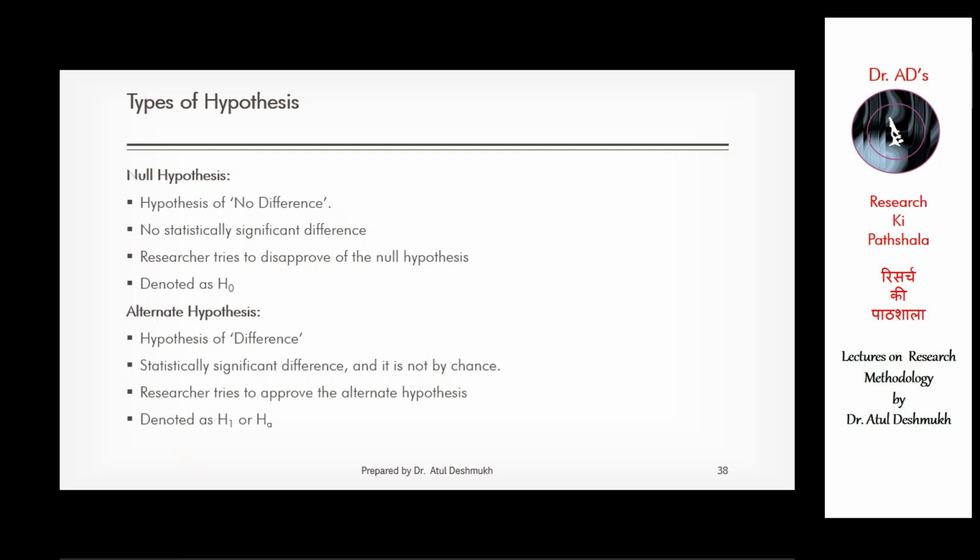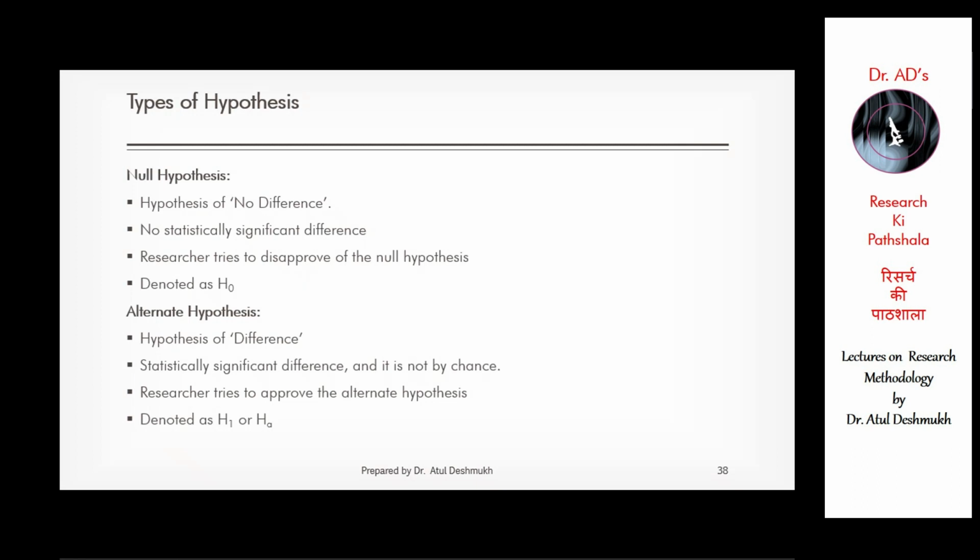Alternate hypothesis is denoted as H1 or H alpha. So you can denote it either as H1 or as H alpha, right? So alternate hypothesis is H1 or H alpha, and the null hypothesis is H0, right? So did you get the point? What is null hypothesis and alternate hypothesis? Any doubt in null hypothesis and alternate hypothesis?